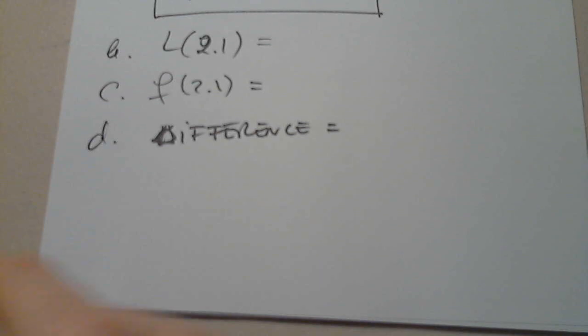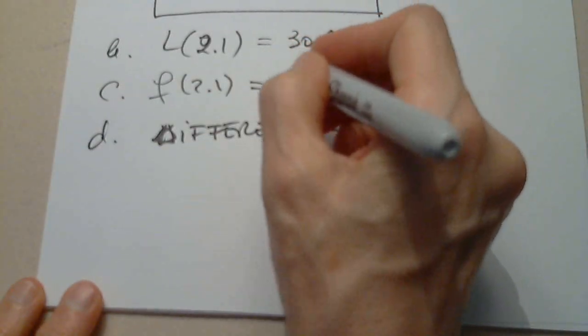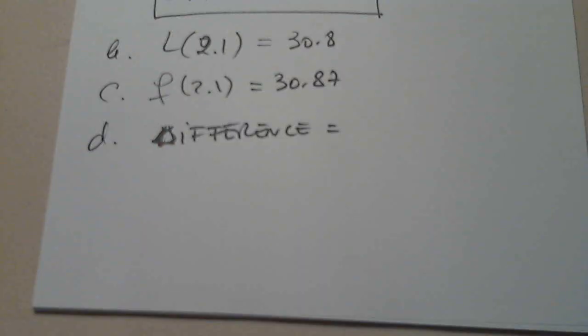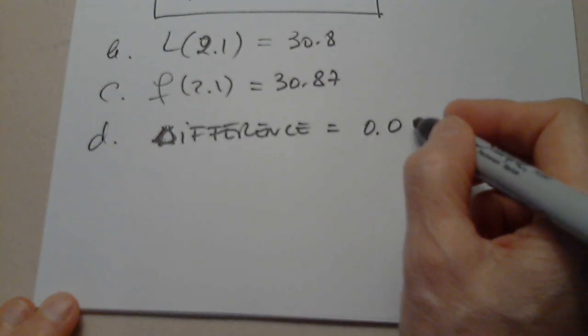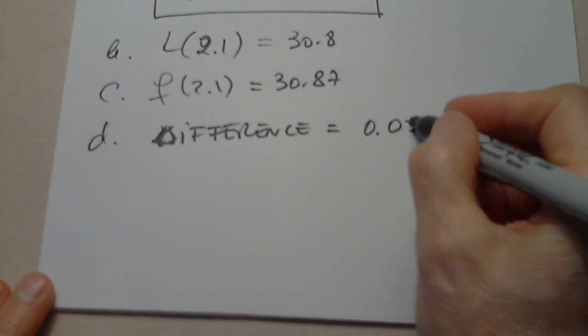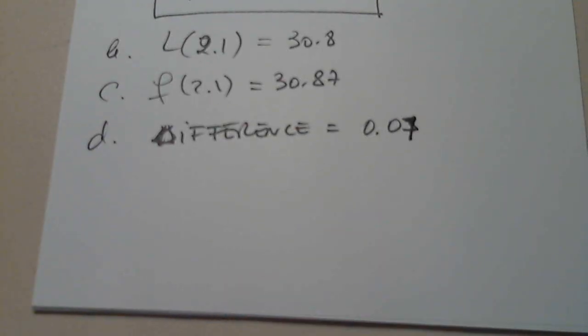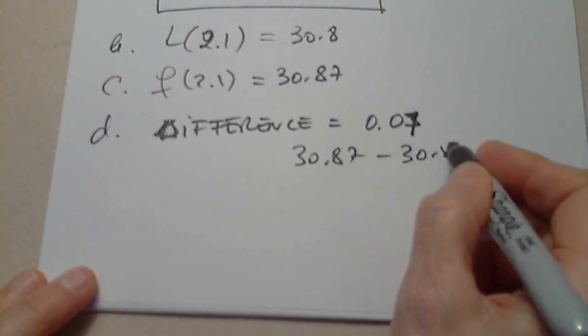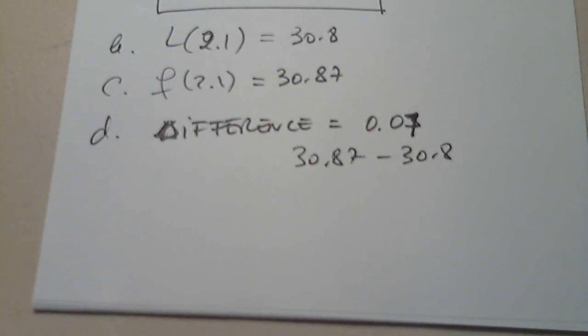So the first one, which is the approximation, is 30.8. The other one is 30.87. So then the difference is 0.03. 0.07, sorry. It's 30.87 minus 30.8. So 30.87 minus 30.8 is a tiny difference of 0.07.